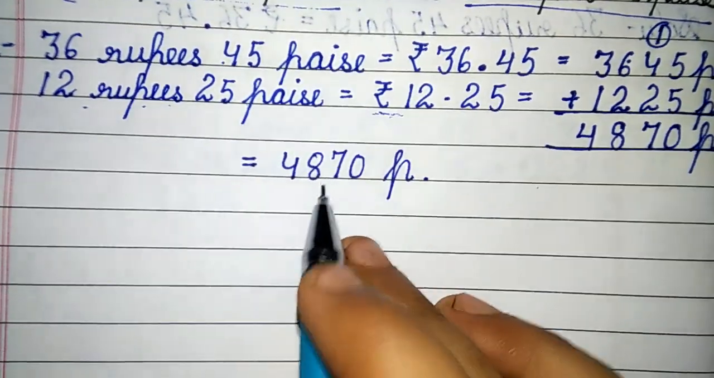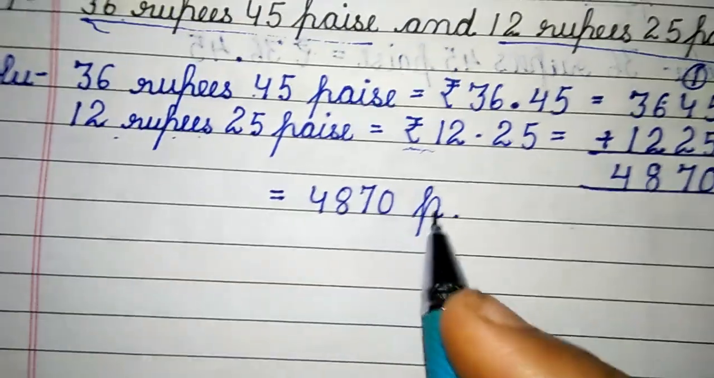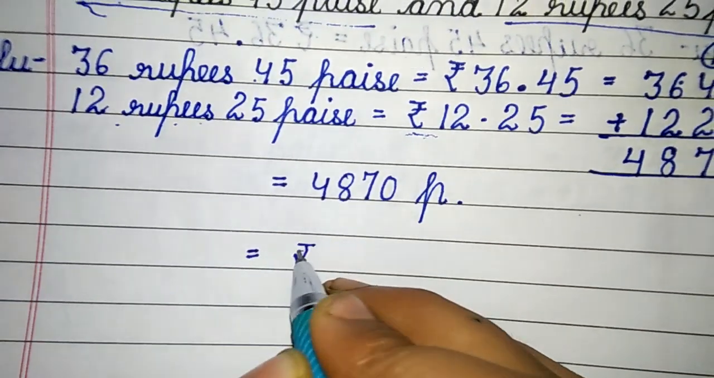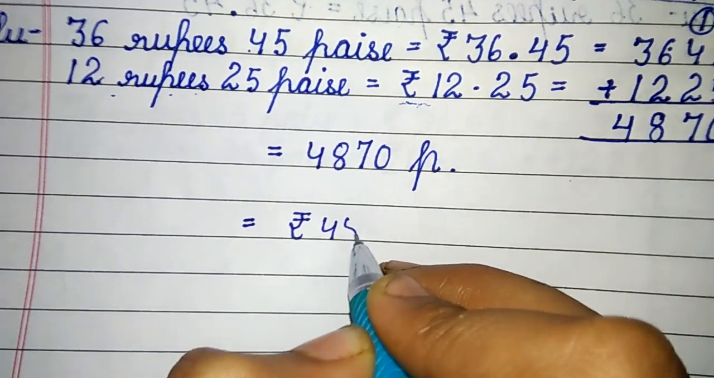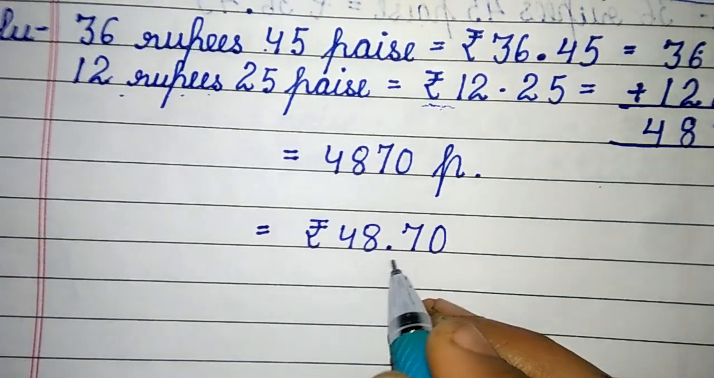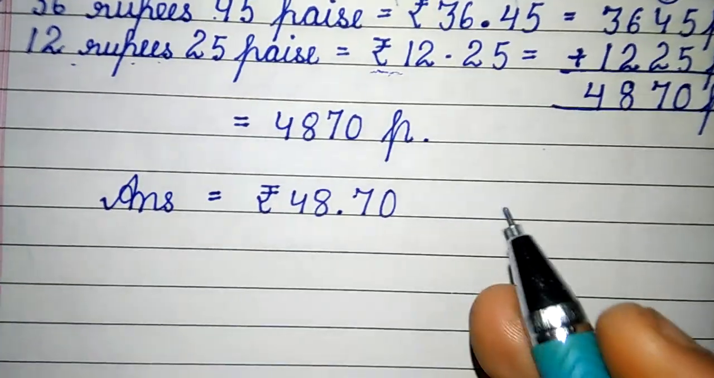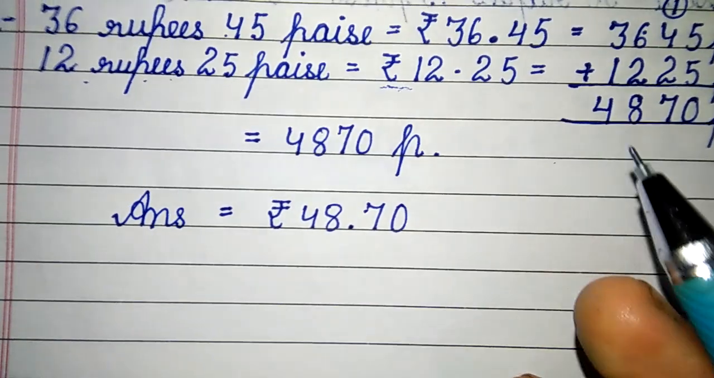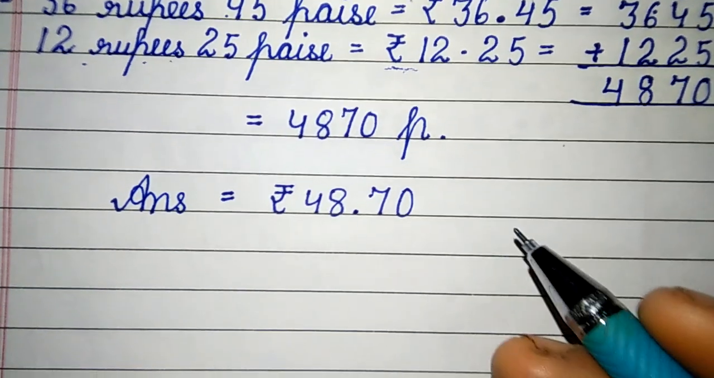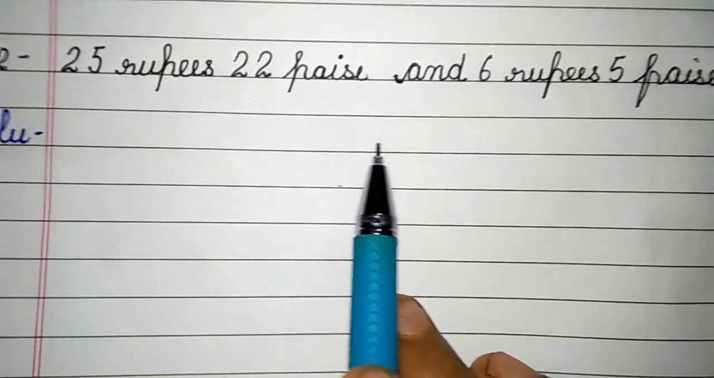Now we have to write these paise in rupees and paise. So we will write here rupees 48.70. I converted it into rupees and paise. That is to say, when we convert and add money, after that the answer will come. We will also have to convert and write it in rupees and paise. Is that clear? Okay. Next question.